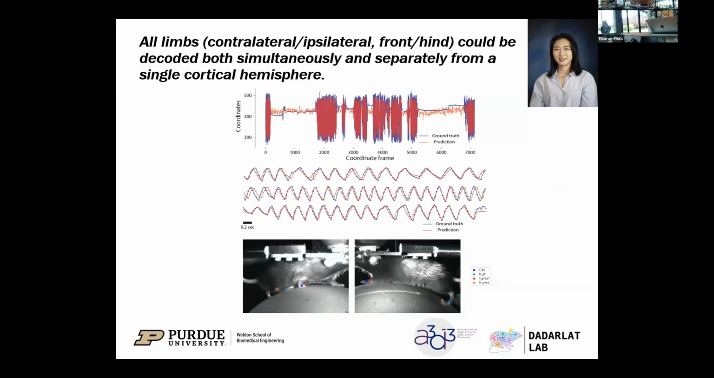In these preliminary results, we confirmed that all limbs, including contralateral and ipsilateral, and front and hind limbs, could be decoded simultaneously from one model or separately from multiple models, only from two-photon calcium images recorded in a single cortical hemisphere. These blue ones are ground truth and red ones are prediction. And this is an example video showing predictions.